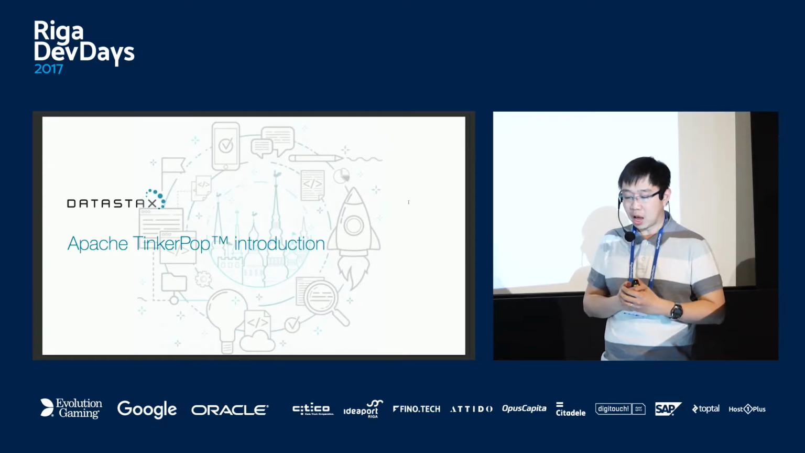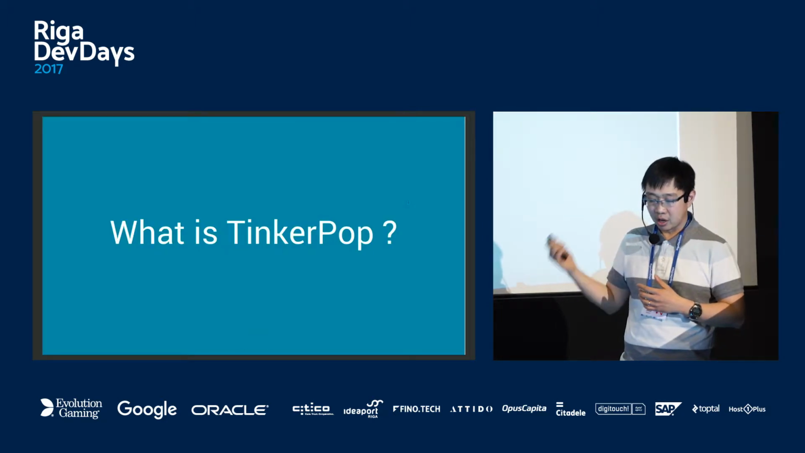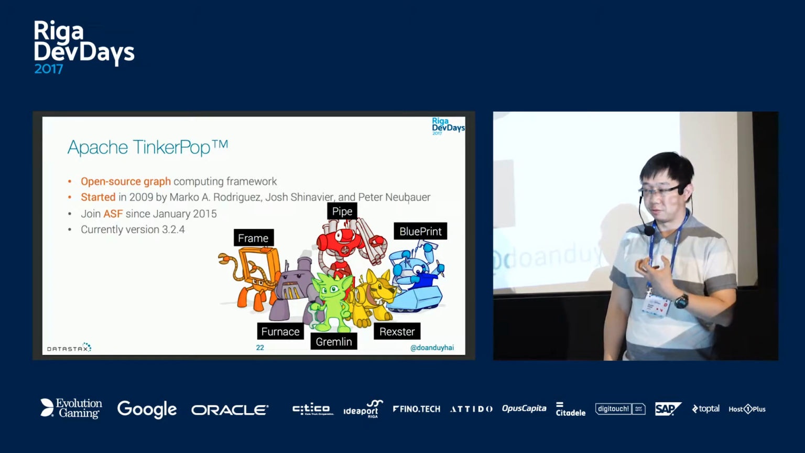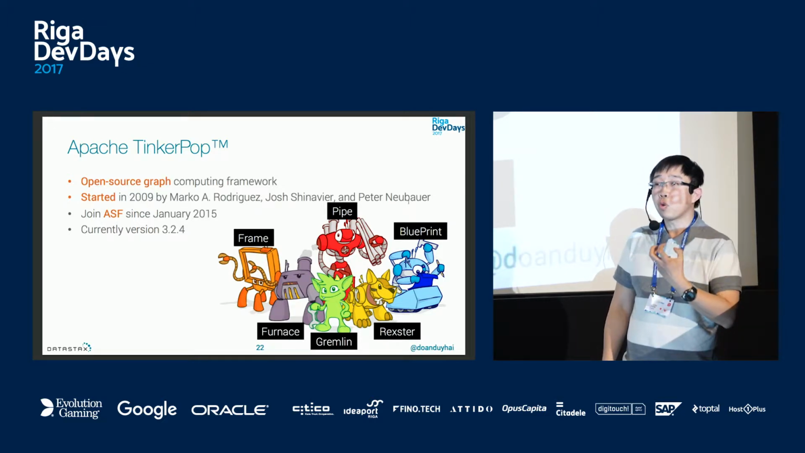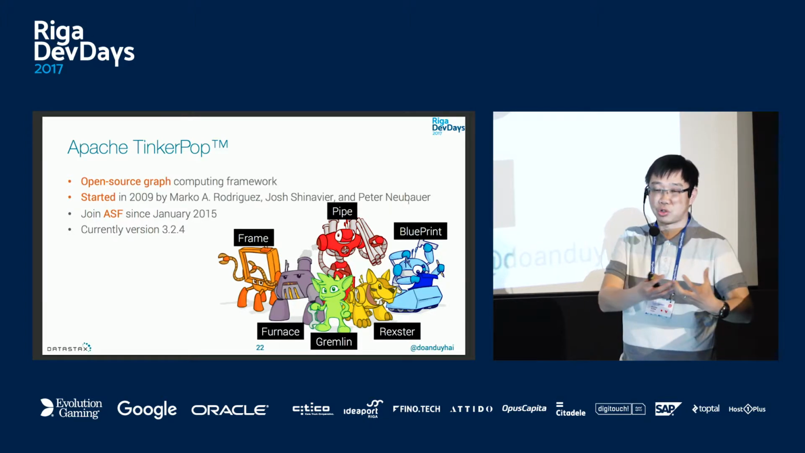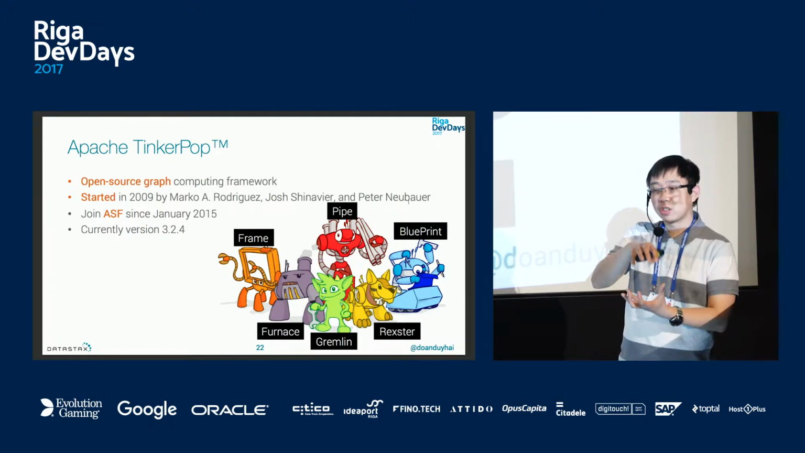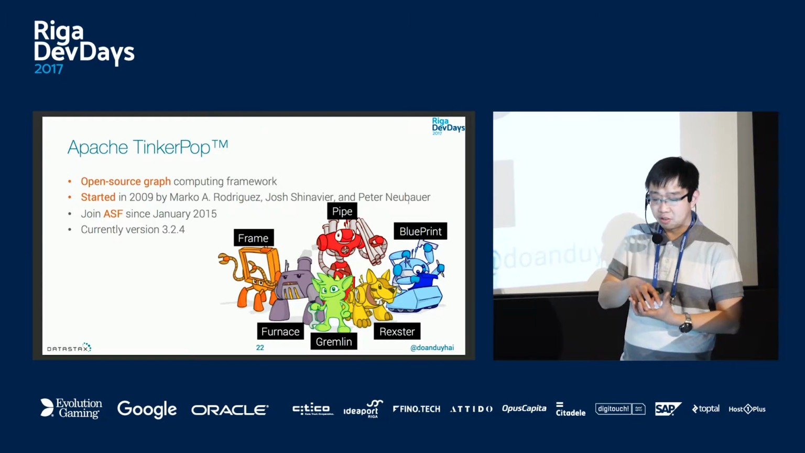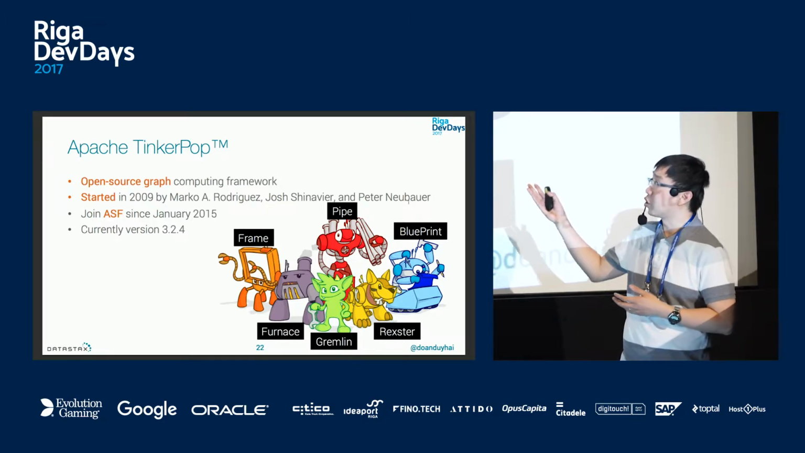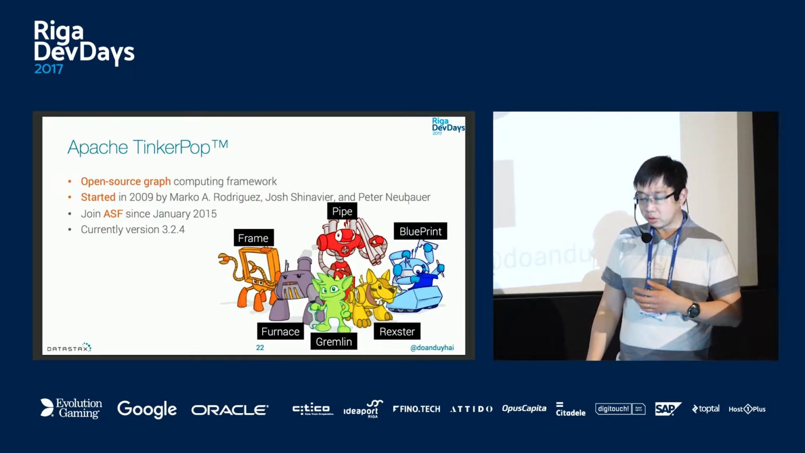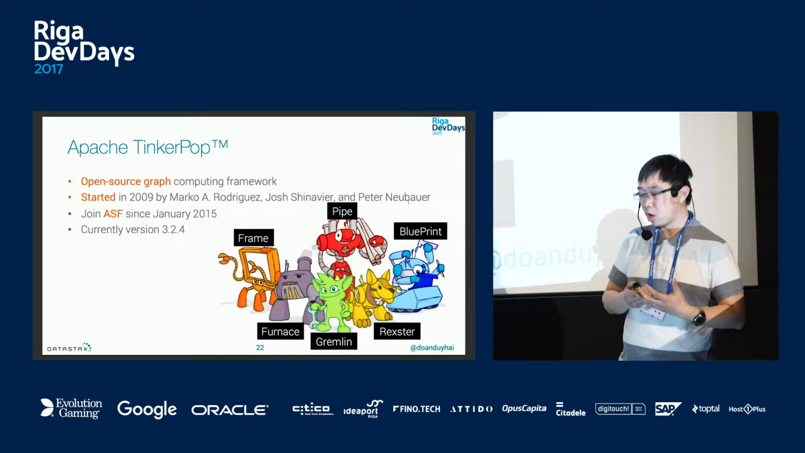Now let's look into Apache TinkerPop. What is Apache TinkerPop? It is an open source project, and it is a framework to compute graph data. It is a framework, so it doesn't mean that TinkerPop can store your data. You need a data store, and then Apache TinkerPop can sit on top of this data store to analyze your graph data. It has joined the Apache Foundation in 2015.